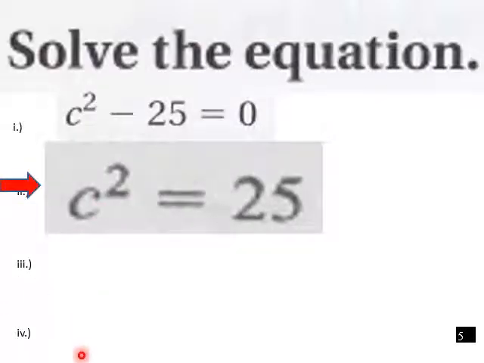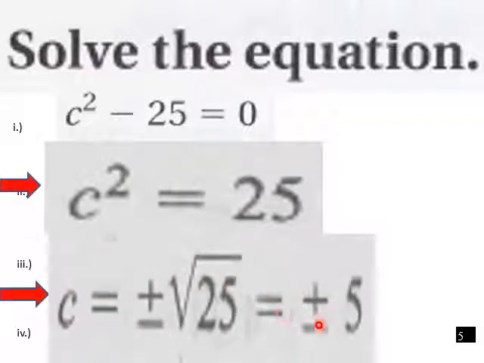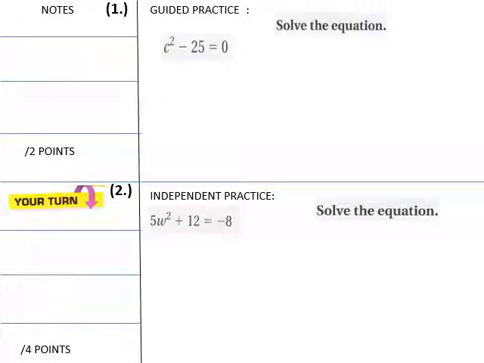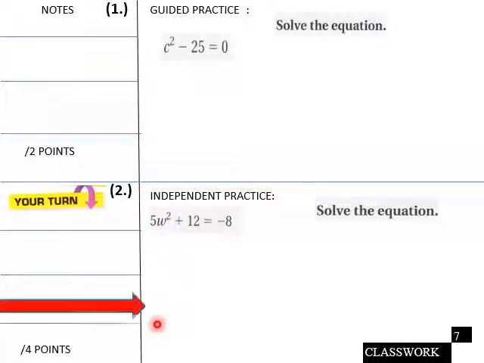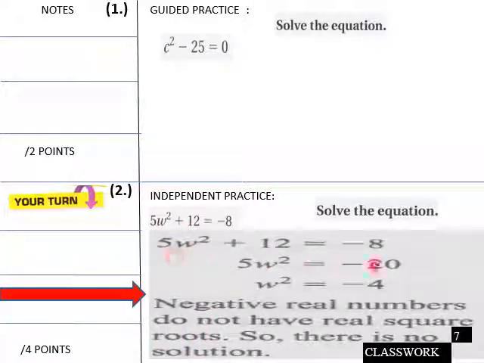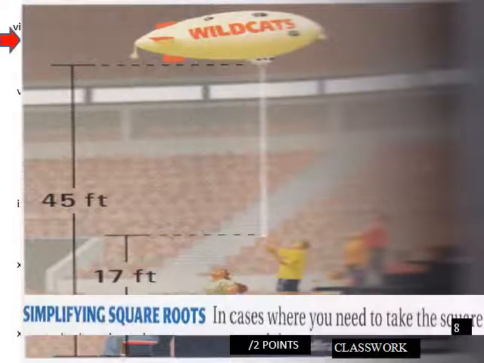Okay, our guided practice, c squared minus 25. c squared equals 25. Take the square root, c equals plus or minus 5. Solutions are plus or minus 5, and then, okay, let's see here. Oh, look at this. Must be your lucky day, students. I threw this one in. So to solve this one here, 5w squared plus 12 equals negative 8. Move it over here. Divide through by 5, and then take the square root of the negative. It has no real solution, so there's no solution for your independent practice.